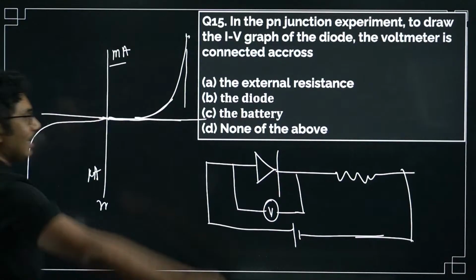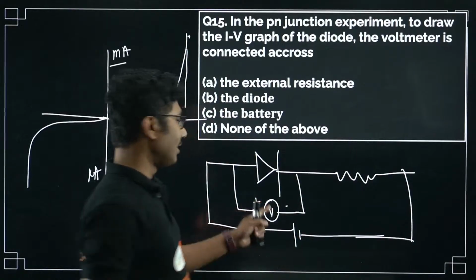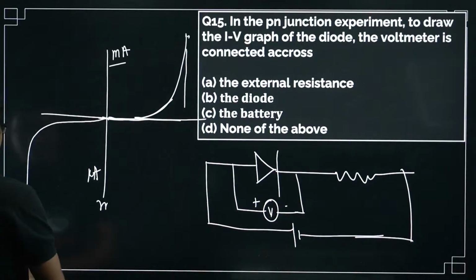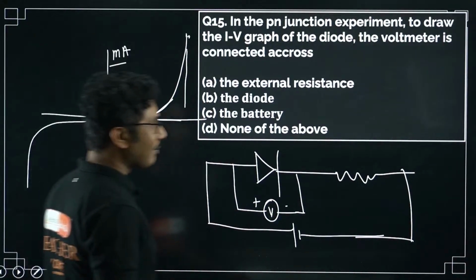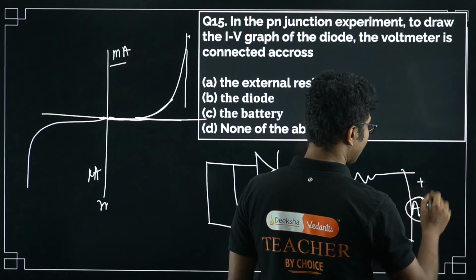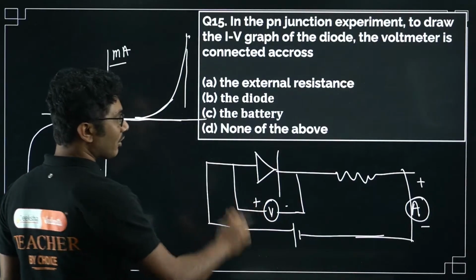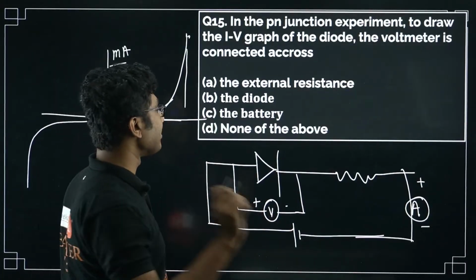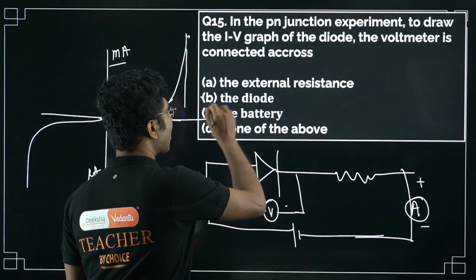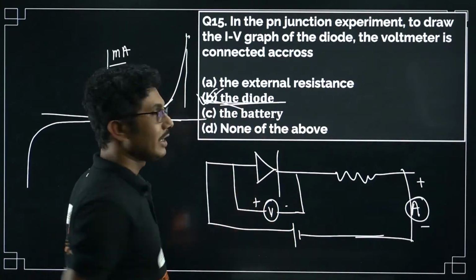So in the PN junction diode graph, you always connect the voltmeter across the diode. That is very, very important. And the ammeter is connected in the circuit normally, as you would connect a normal ammeter. So this is very important, that the voltmeter is always connected across the diode. If you remember the circuit diagram, it is across the diode. So option B is correct, the diode. Remember this.